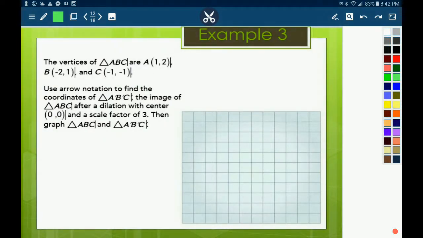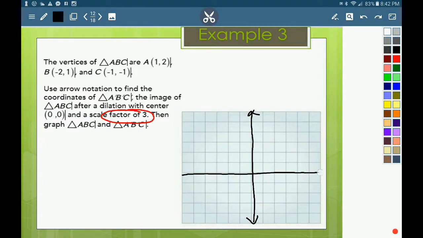So let's try this in the third example. We're going to plot the vertices for A, B, C, and then we're going to use arrow notation to find the coordinates of A prime, B prime, C prime after a dilation with a scale factor of 3. First let's get our x and y axes down, and get A, B, and C plotted. A is at 1, 2. B is at -2, 1. And C is at -1, -1. There's our triangle.